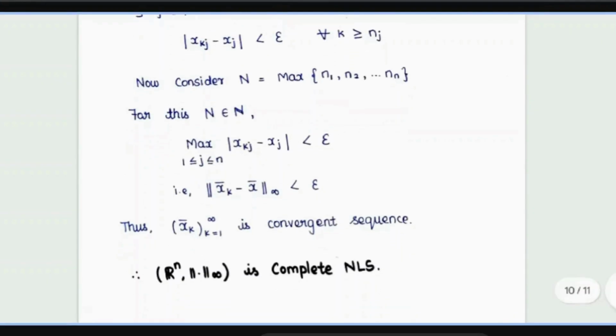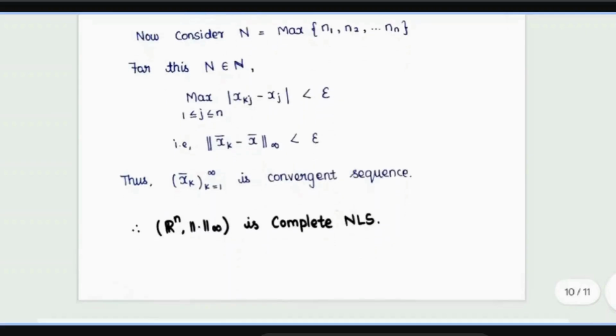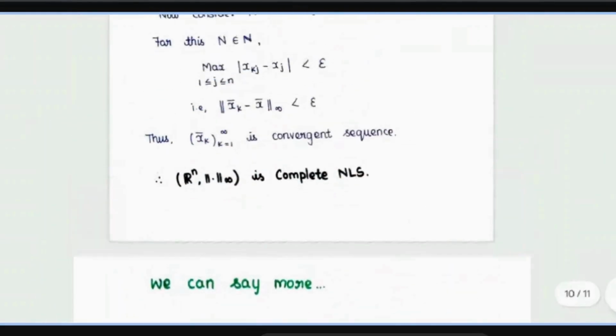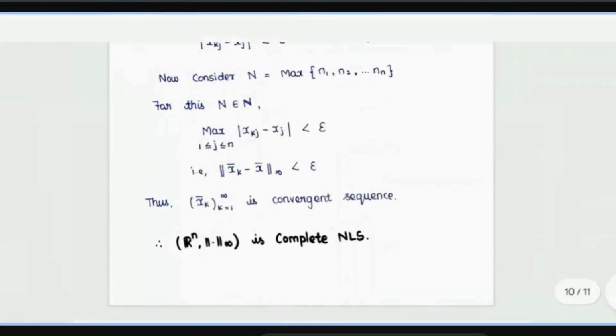Now we can ask a question. We just proved this for the L infinity norm, so what about the remaining L^p norms? Is it true? Yes, it is, because we already proved that any L^p norm is equivalent to the L infinity norm. We proved the completeness of R^n for the L infinity norm, so using that equivalence, we can prove it for the remaining L^p norms also. So in general, we can say that for any L^p norm, R^n is complete. With this, I'm concluding my presentation. Thank you all for listening to my presentation.